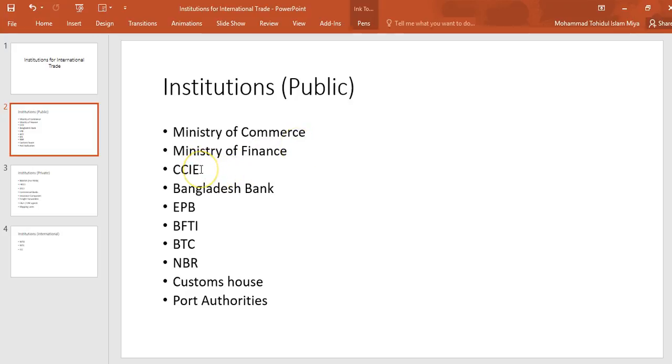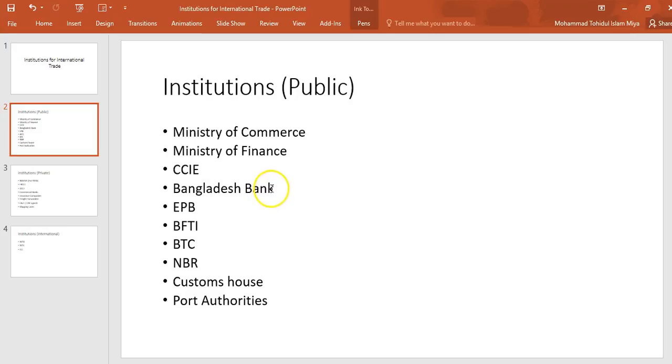There is another institute which is also authorized to be the vanguard or regulator of our import-export business, and this organization is called, in short, CCIE. If I expand the term, it means Chief Controller of Import and Export. This office is responsible for the registration of importers and exporters. So as an importer or exporter, if I want to register myself, then I need to go to this office.